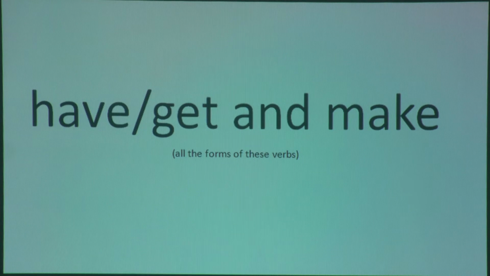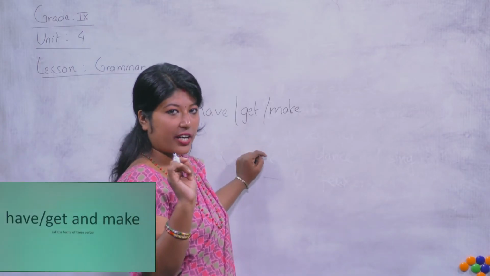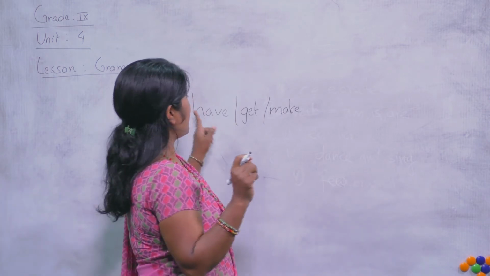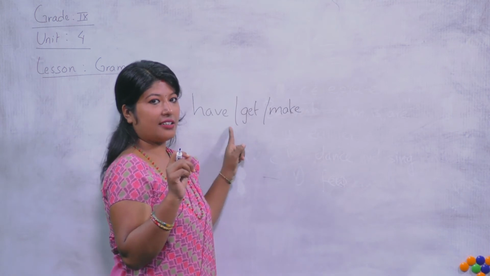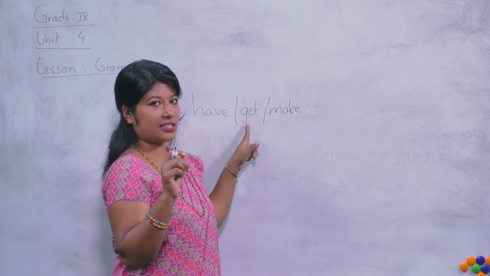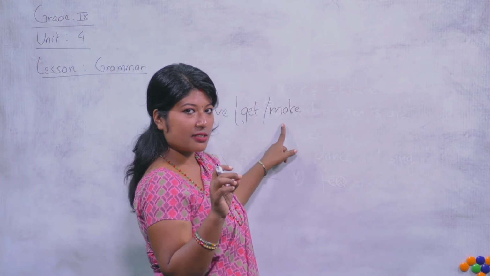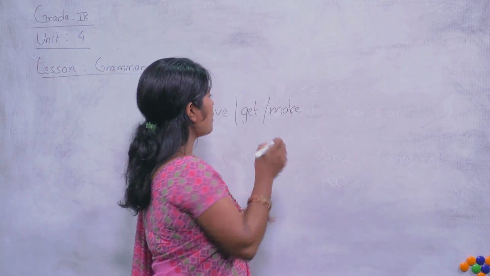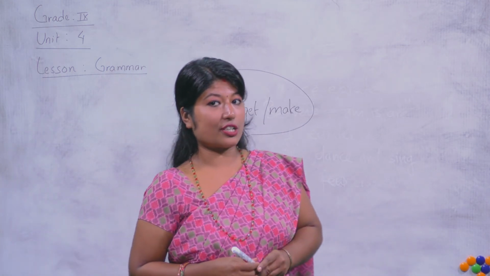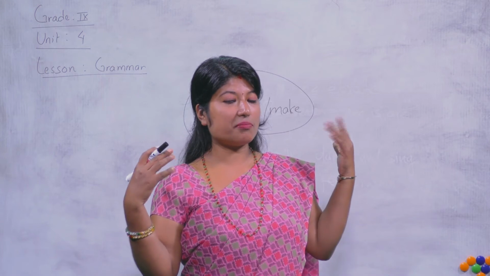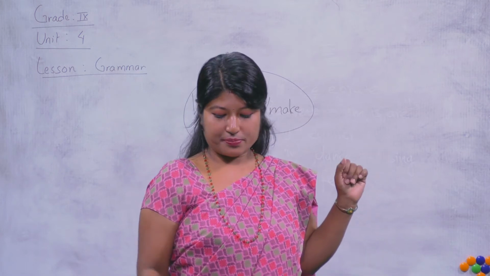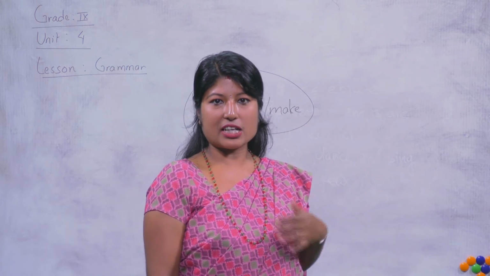All the forms of these verbs means we have 5 forms of each verb, right? Verb 1, verb 2, verb 3, verb 4, and verb 5. So like that: have, had, having, has. Get, got, getting, gets. Make, made, making, makes. So all forms can be used. Okay, this is the grammar topic I wanted to focus on. So what is the main topic for all these 3 words? Let's go through more and we will come to explore it.